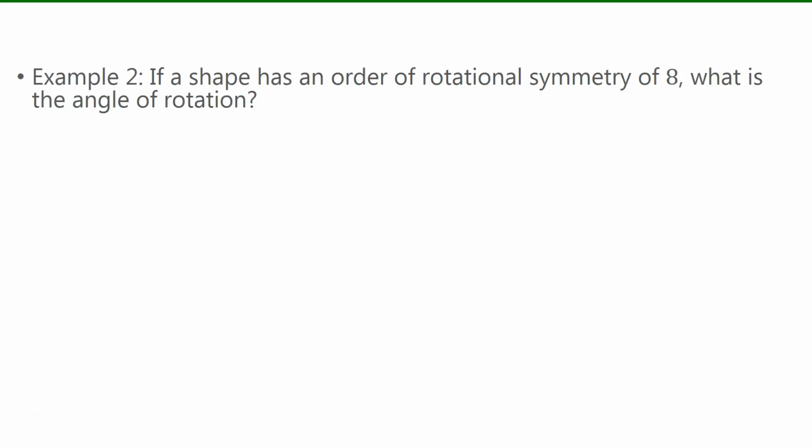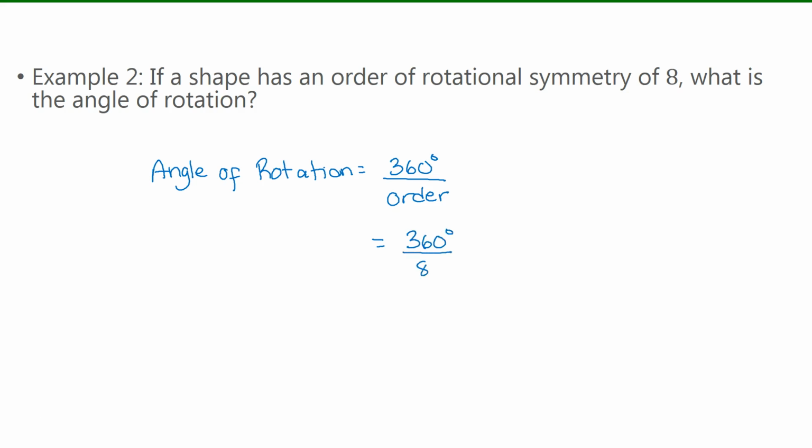Now, if a shape has an order of rotational symmetry of 8, what is the angle of rotation? So we'll write down the formula. The angle of rotation is 360 degrees divided by the order of rotational symmetry. So 360 degrees divided by 8 works out to be 45 degrees.